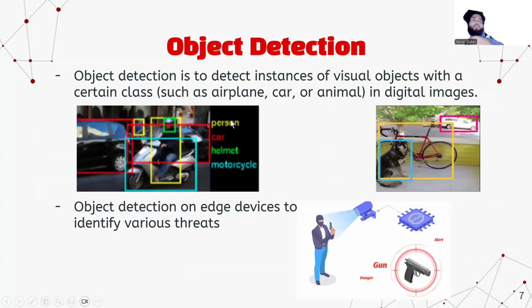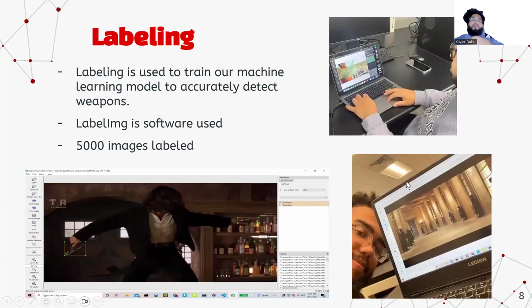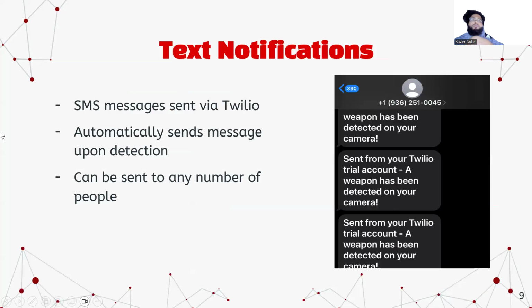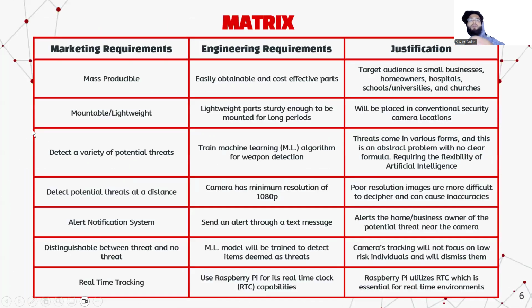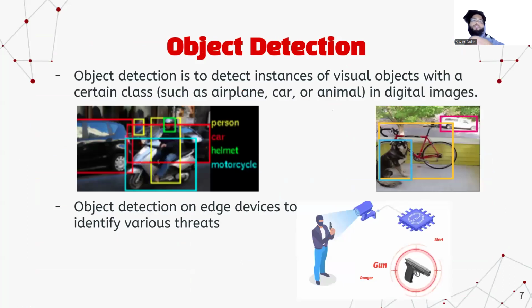A little bit about object detection. Object detection is to detect visual instances of objects within various classes in digital images. Usually done with some sort of computer vision or something like that.